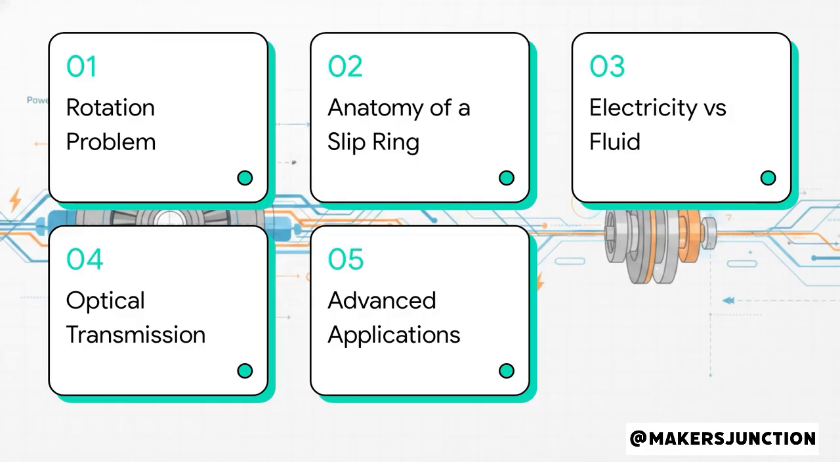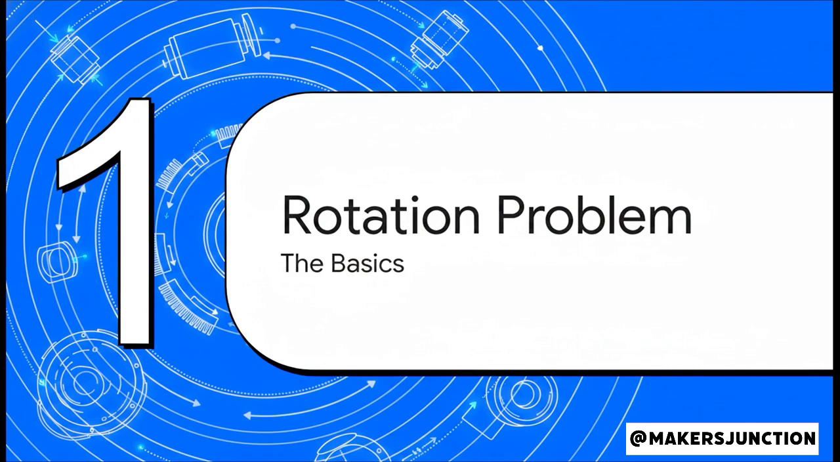To answer that, this explainer is going to quickly cover 5 key areas: solving the rotation problem, the anatomy of a slip ring, electricity versus fluid transfer, high-speed optical transmission, and finally, advanced real-world applications. Section 1. Solving the rotation problem and anatomy of a slip ring, the basics of electromechanical interfaces. Let's begin our journey by looking at the foundational component of rotational mechanics.